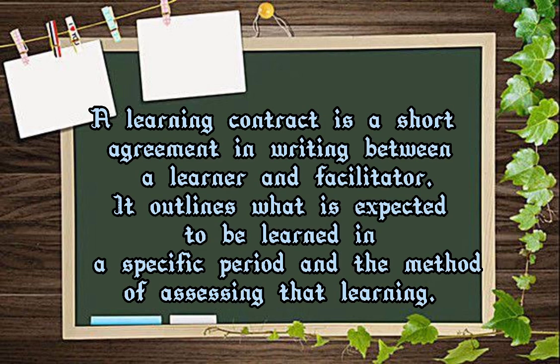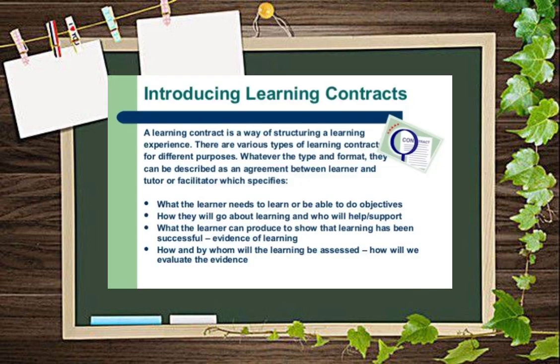A learning contract is a short agreement between a learner and facilitator. It outlines what is expected to be learned in a specific period and the method of assessing learning. Introducing learning contracts. A learning contract is a way of structuring a learning experience. There are various types of learning contracts for different purposes.